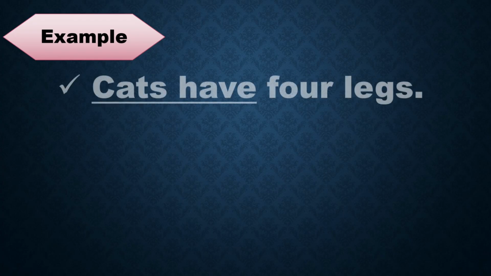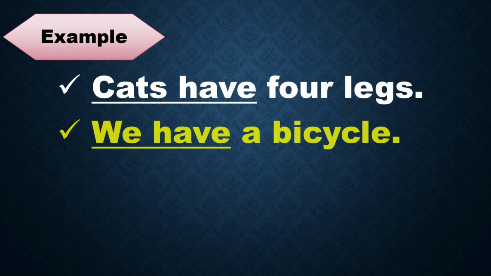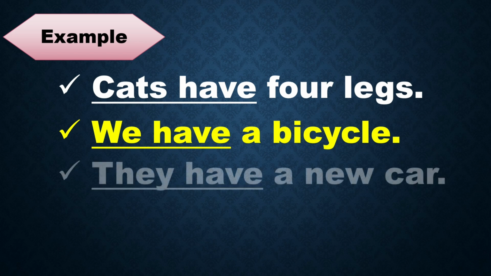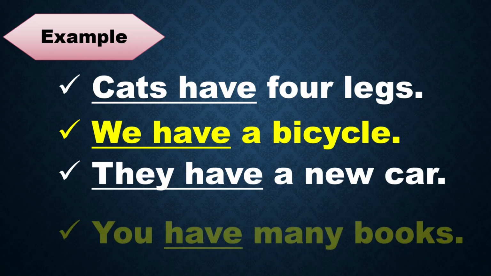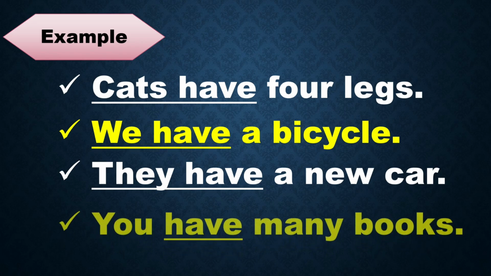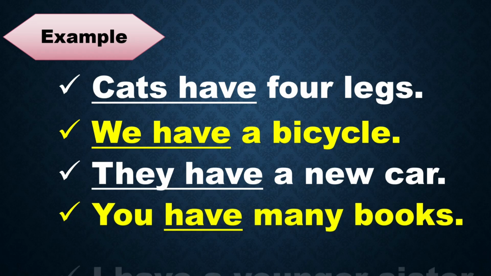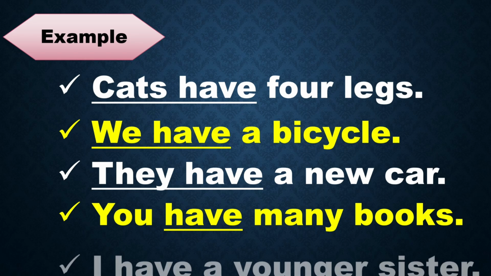For example, let's see. First is cats have four legs. Cats is a plural word, so we have used have. Second is we have a bicycle. We is plural pronoun. They have a new car. They is plural pronoun. So we have used have. You have many books. You is plural and singular too. So we have used have. And last one is I have a younger sister.